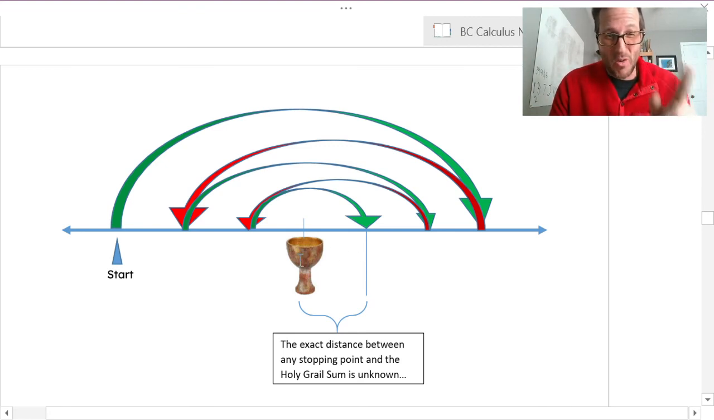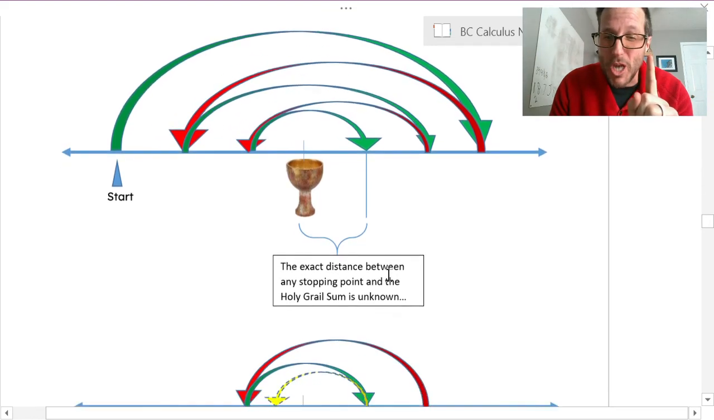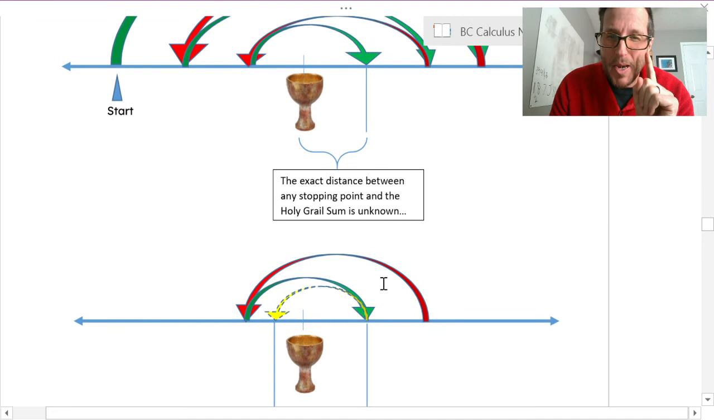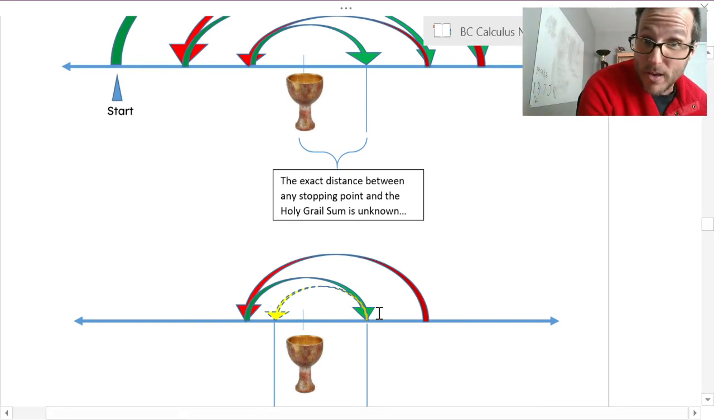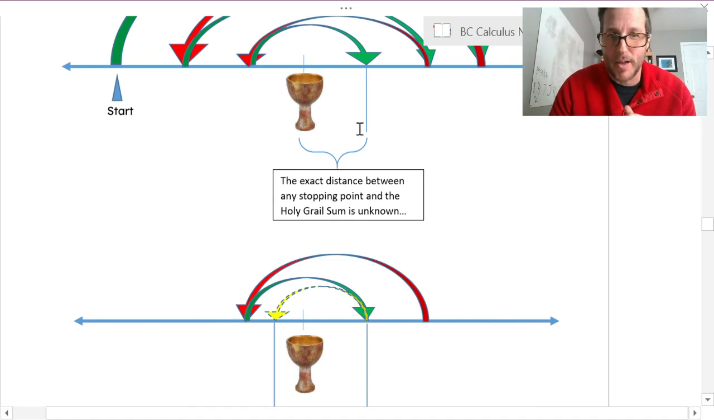Now, since I don't know that, is there something that I know is bigger than that exact error? Yes, there is. Because if you make one more jump, this yellow arrow here, that jump is bigger because you have to jump over the Holy Grail sum. That jump is bigger than the exact error up here. Now, I know that distance, right, because it's just the next term.